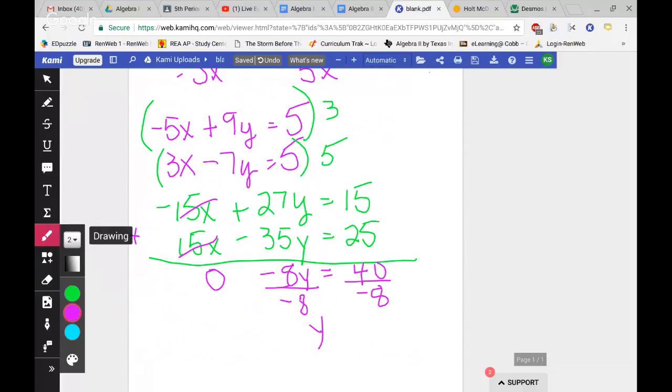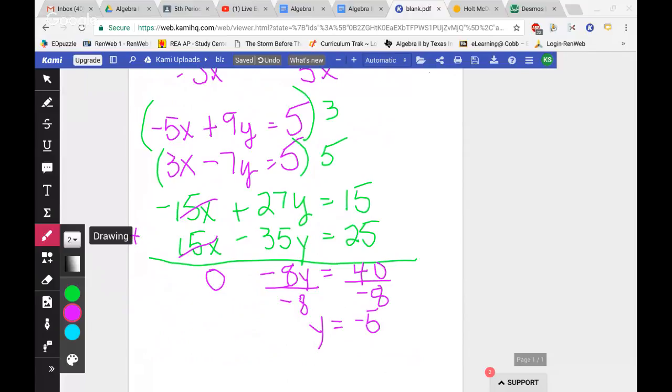And that's going to give me y equals negative 5, which you've probably already done. Good job. Yes, y equals negative 5. So now you would take that negative 5 and you would substitute it back in to either of the original equations.